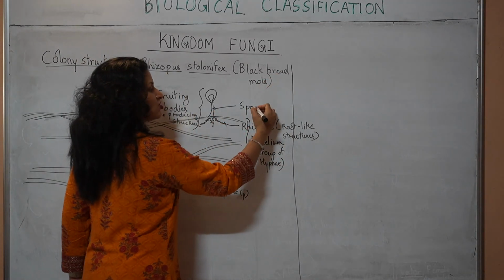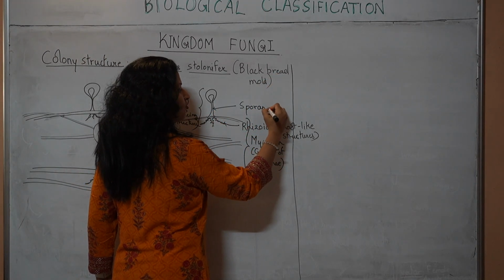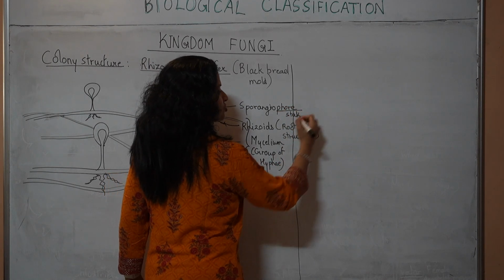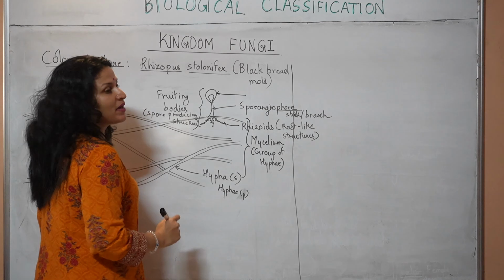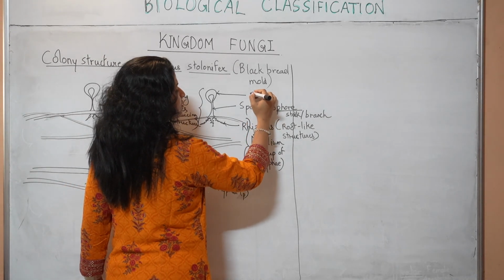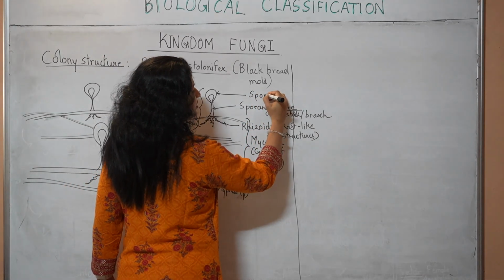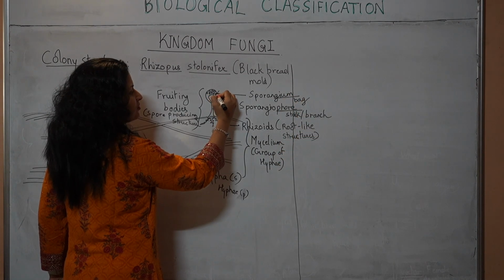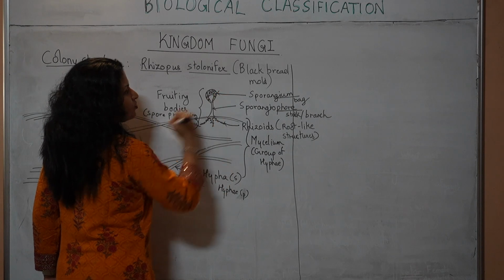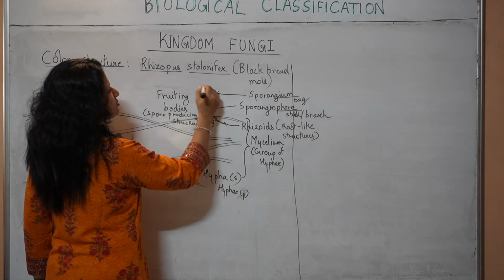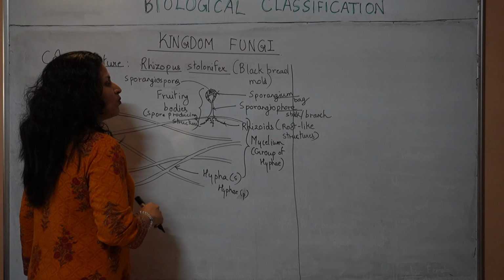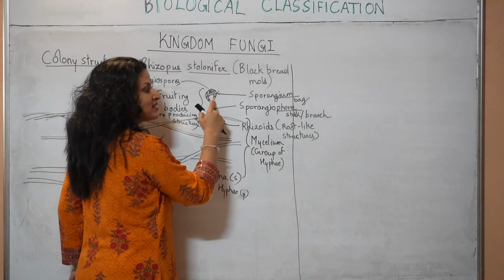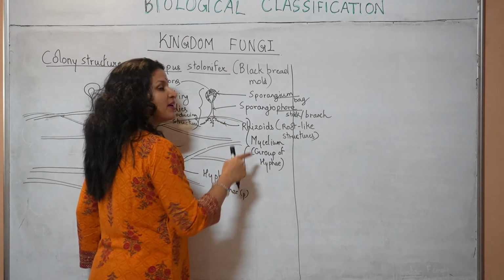A stem-like structure is called the sporangiophore, wherein phore means a stalk or a branch. This bag-like structure over here is called a sporangium, wherein angeion means a bag. The sporangium will bear inside it spores which will be called sporangiospores. Why are they called sporangiospores? Because they are produced in a bag-like structure which is called a sporangium.